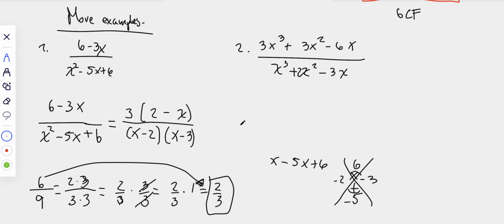Now notice that it looks like we don't have any factors from x minus 3 and x squared minus 5x plus 6 that we can cancel out. But if we focus on the numerator, we will notice that we can play around with this a little bit, okay?